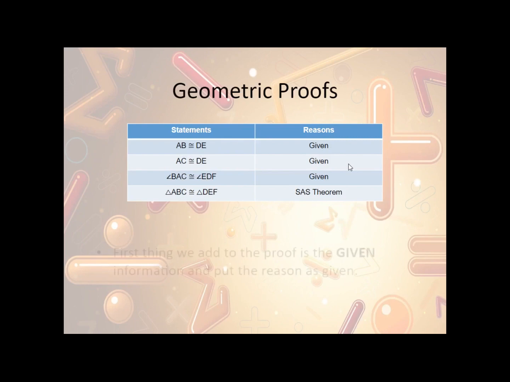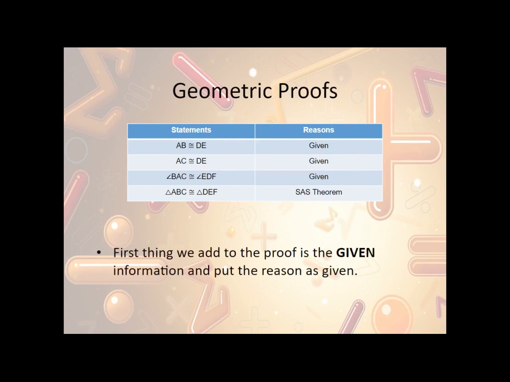Given information is the information that they told us. So whether it's a marking or they state it in words, whatever it is, the given information is stuff that we didn't have to figure out on our own. It was told to us. Then we have AC is congruent to DE, given. Angle BAC is congruent to angle EDF, given. And then the triangles are congruent. Notice all of this was given information, but this part we had to come up with on our own, the SAS theorem, to prove that those triangles are congruent. So we use the theorems and postulates to fill in the rest of it.